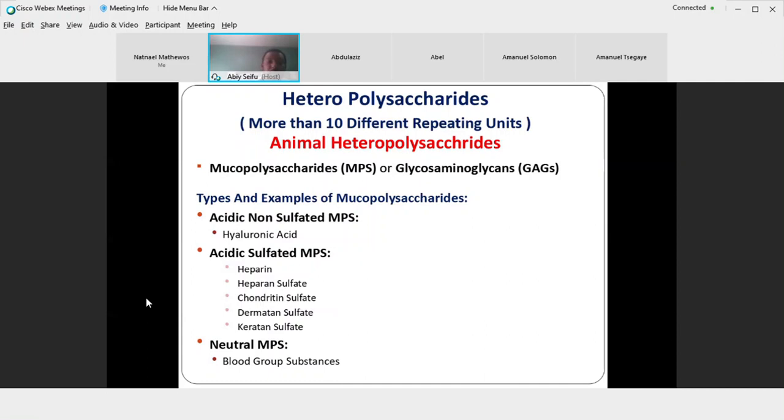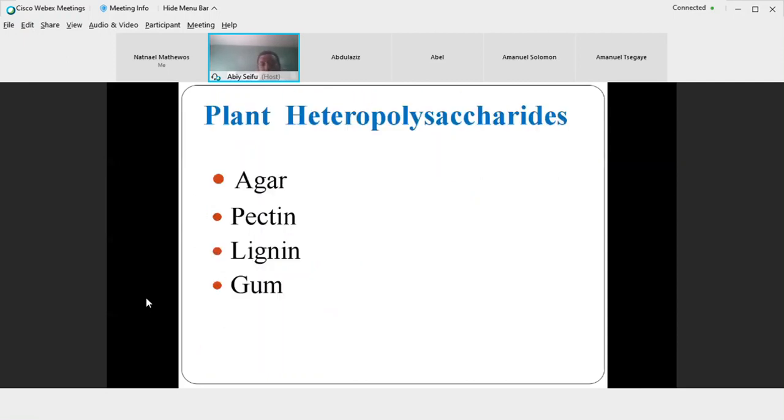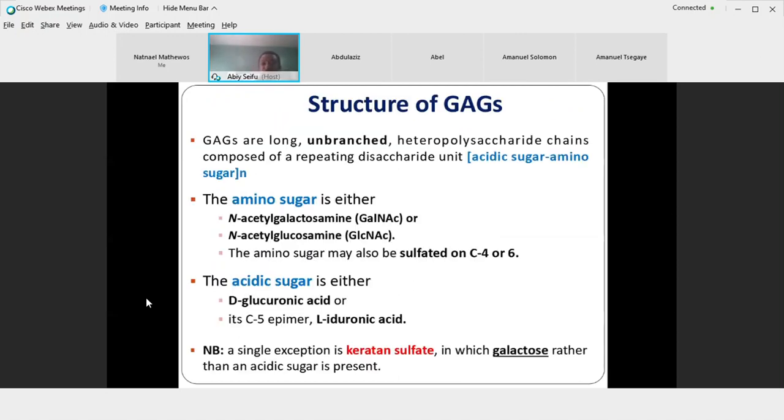One example is hyaluronic acid. This is devoid of sulfate. There is no sulfate group on this heteropolysaccharide, whereas the rest are sulfated. And the other group is natural GAGs. These are nothing but blood group substances. Plant heteropolysaccharides like agar, pectin, lignin, gum, all of these are plant heteropolysaccharides. But here, it is made by a repeating unit of disaccharides. The disaccharides can be acidic sugar and amino sugars. The amino sugar either can be N-acetyl galactosamine or N-acetyl glucosamine.